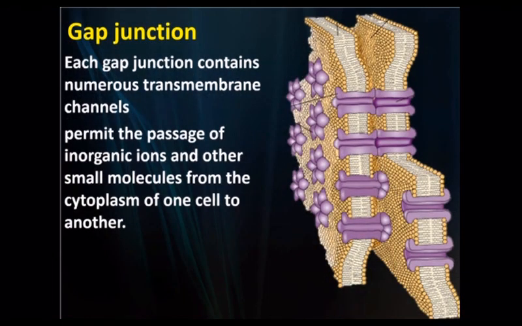The third type is the gap junction. This gap junction contains numerous transmembrane channels. These channels allow the passage of inorganic ions and other small molecules from the cytoplasm of one cell to the other cell.